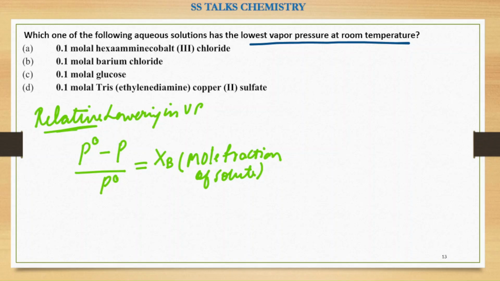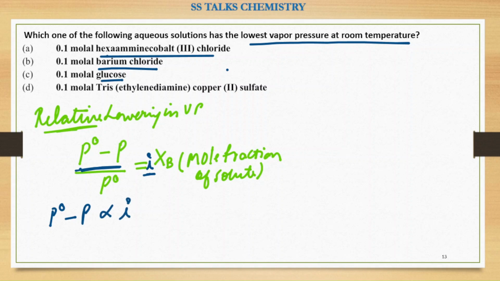Now you can see here the solutions that are given to us. It is 0.1 molar hexaamine cobalt chloride, barium chloride, glucose, and tris-ethylenediamine copper sulfate. So these are the ones which are either showing association or dissociation. So the Van't Hoff factor, the i factor, is also included over here. Okay, so we can say that this i factor is playing the role in varying this lowering in the vapor pressure. So we can say that P naught minus P is proportional to this i factor.